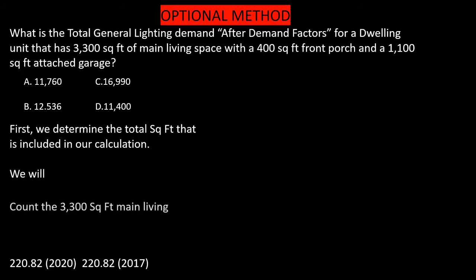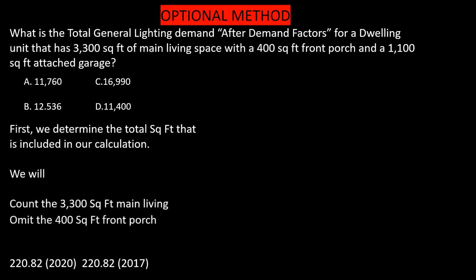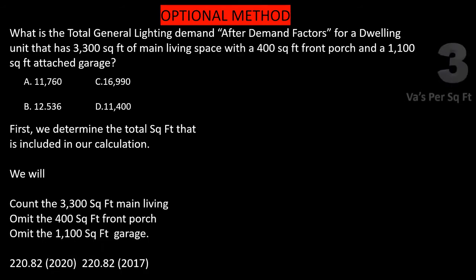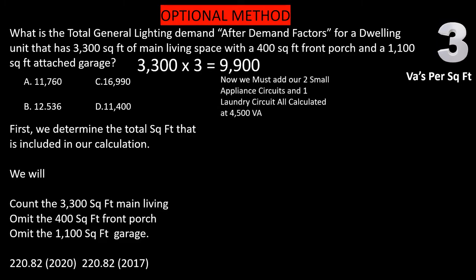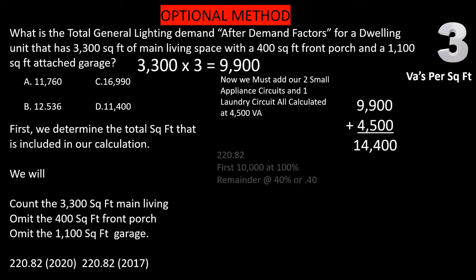We will count the main living space, we're going to omit the front porch, and we're going to omit the 1,100 square foot garage. So we do it at 3 VAs per square foot. So we take that 3,300 multiplied by 3, that's going to give us 9,900. Then we're going to add in our 2 small appliance and 1 laundry circuits. So we add that all in, and that's going to give us 14,400.